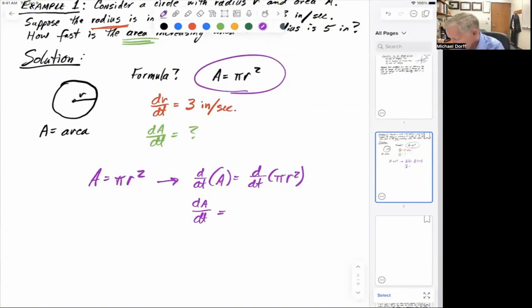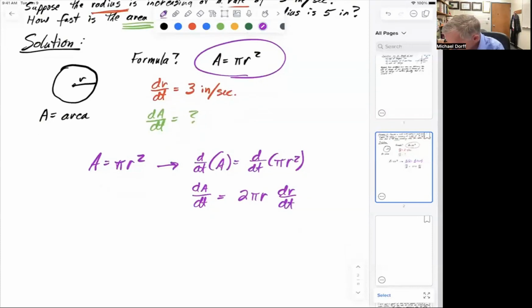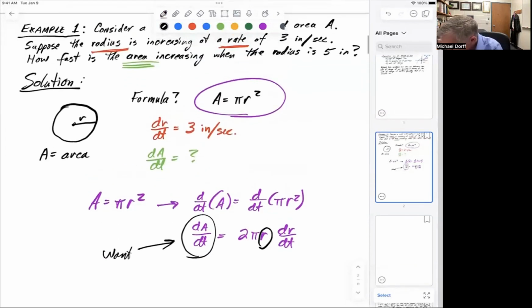So I'm going to take that derivative, and by the power rule, the derivative of pi r squared, where r is my variable, is going to be 2 pi r, and then I'm going to have a dr/dt. And what do I then have? I'm trying to find dA/dt. This is what we want. We know that r, in this problem, is equal to 5 inches. And dr/dt we had was 3 inches per second.